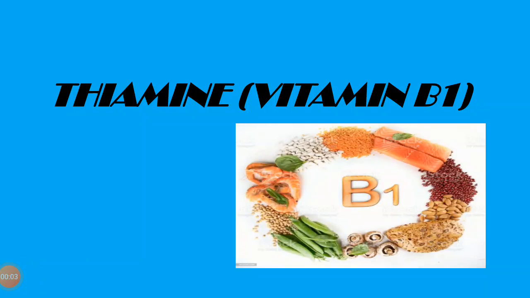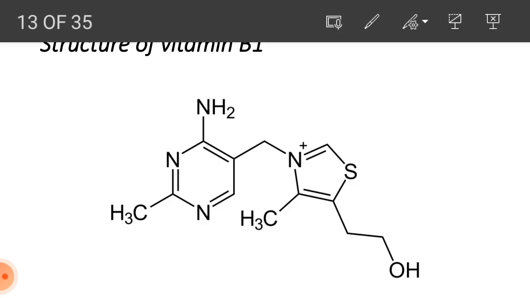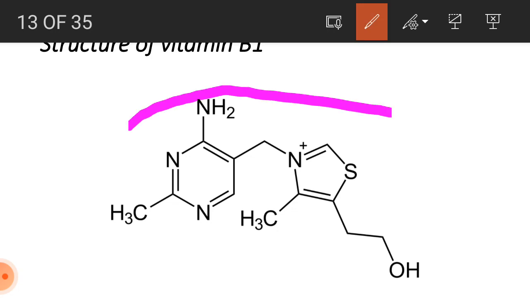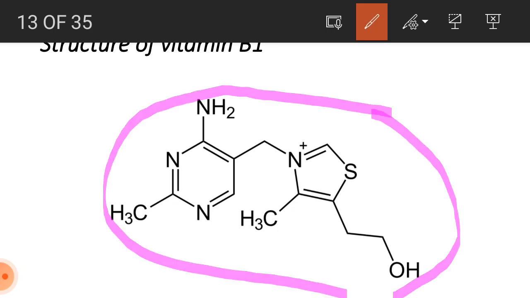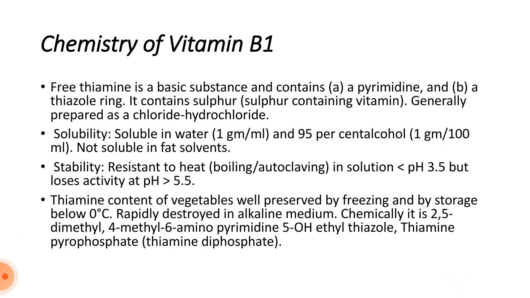Today we shall start with the first vitamin of the vitamin B complex. The first one being thiamine or vitamin B1. This is the basic structure of vitamin B1. This is how vitamin B1 looks like. And we shall look at the chemistry of vitamin B1 and compare it with its basic structure.